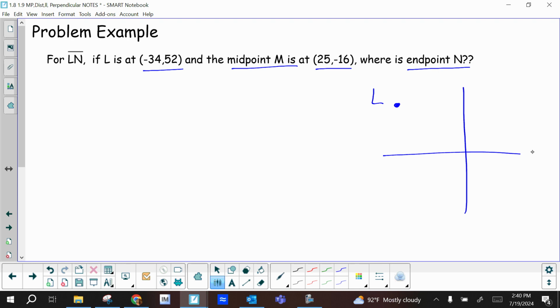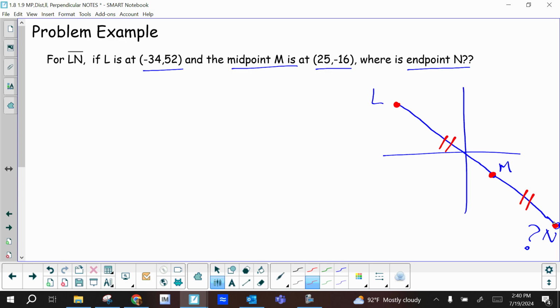And then M is somewhere down here. If I connect them, and remember, M is the midpoint, that means N is somewhere over here, and that's the point we need to find. Remember, this is the midpoint here, so that piece is equal to that piece. Here's L. The question is where is N?